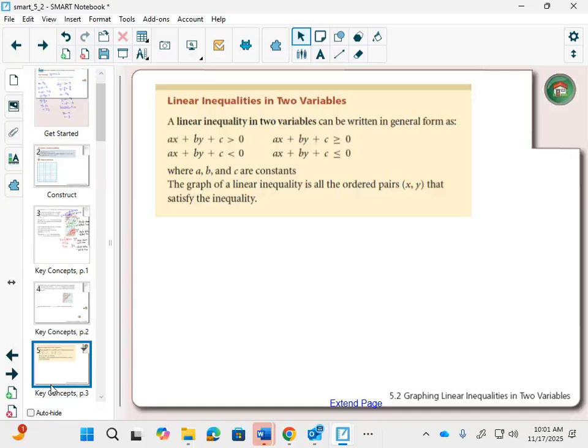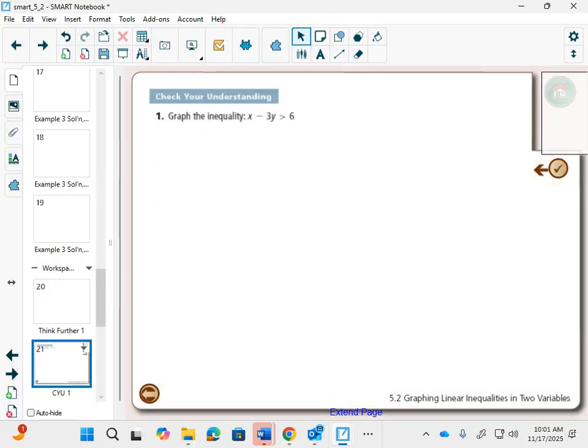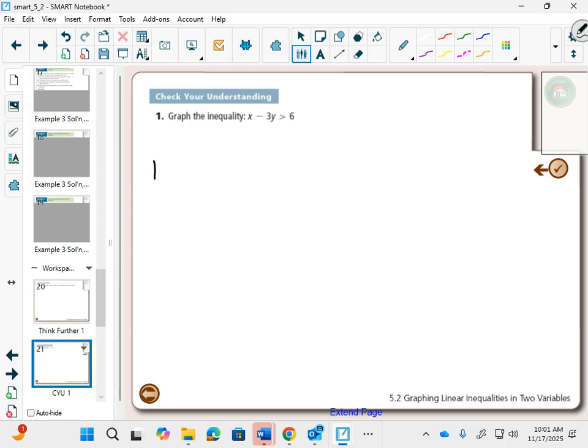So let's go to example 1. You want to graph the inequality x minus 3y is greater than 6. So first, a little review.